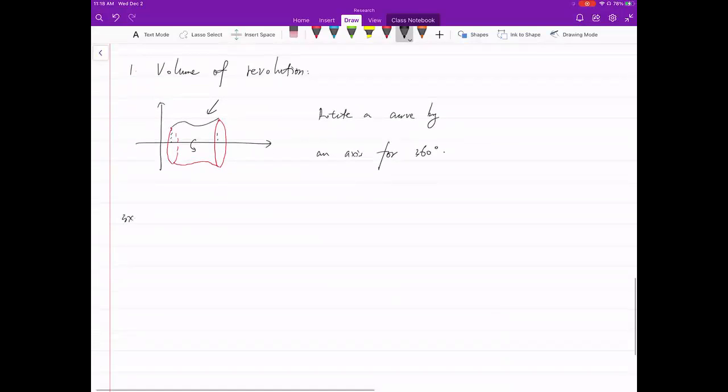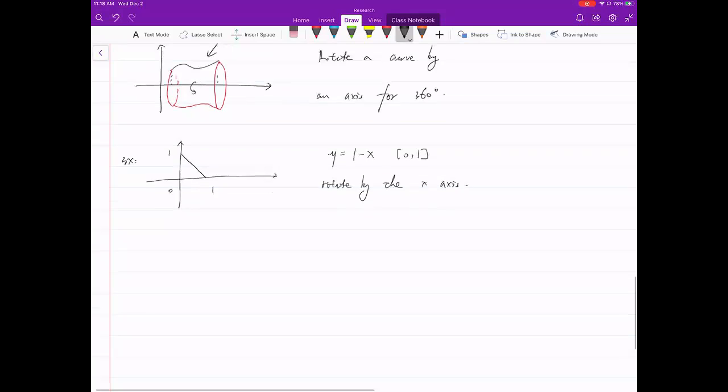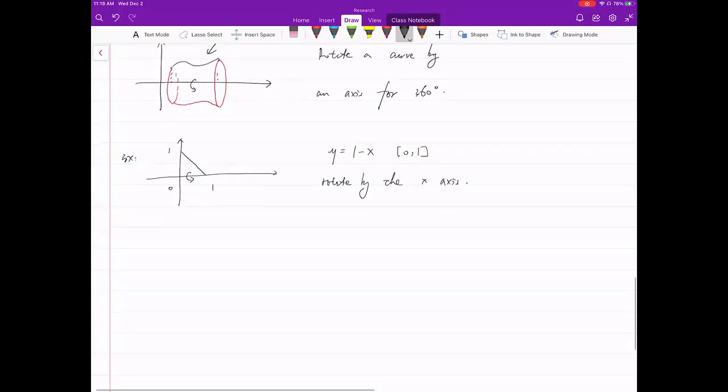Now let's try some examples and see how we do this. Let's take a simple example: the line y equals 1 minus x on the interval 0 to 1, that will be this part. And let's rotate it by the x-axis. Take this one, rotate.